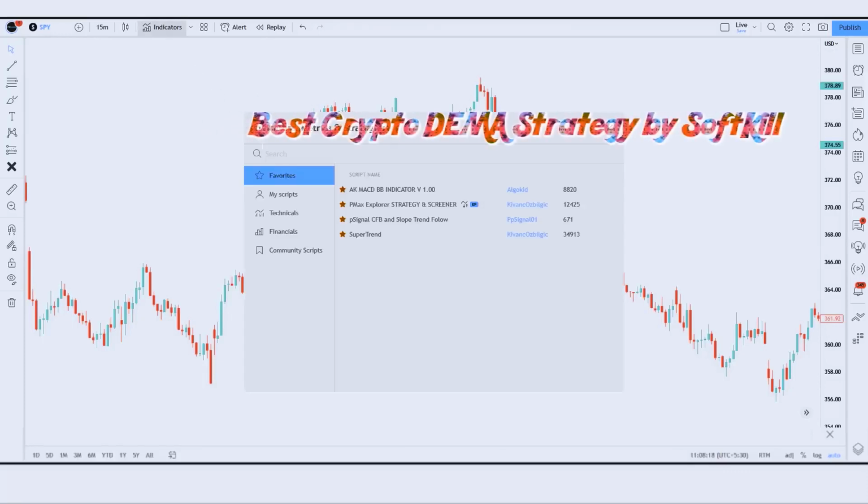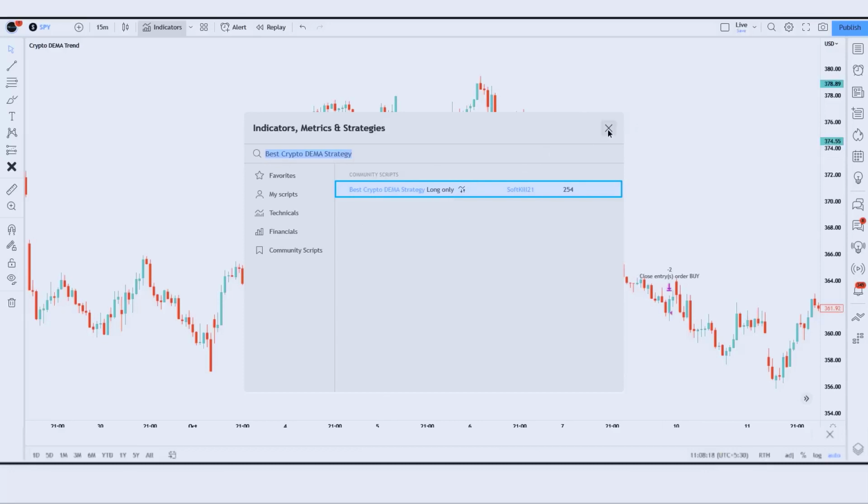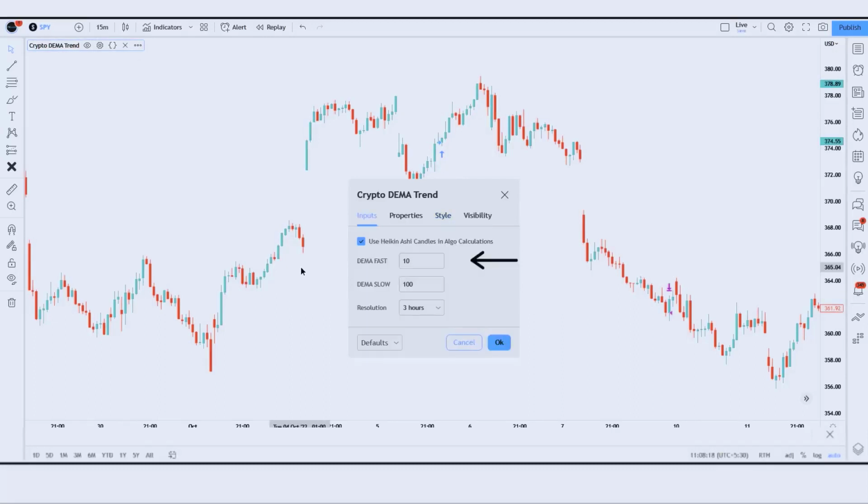First of all, we will search for the best crypto DEMA strategy by soft kill in the search box of TradingView. After that, we have to click on the best crypto DEMA strategy by soft kill option, in which we have to change some settings. We have to keep these options hidden. We have to replace fast length 50 with 10. The resolution has to be kept at 15 minutes.